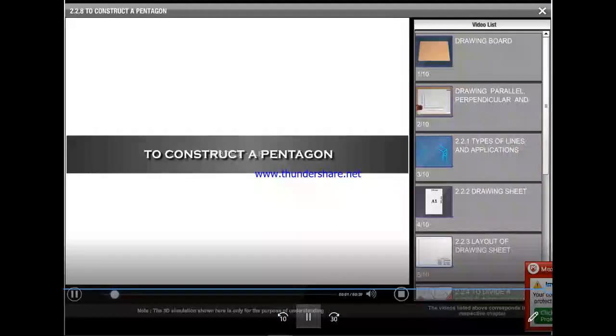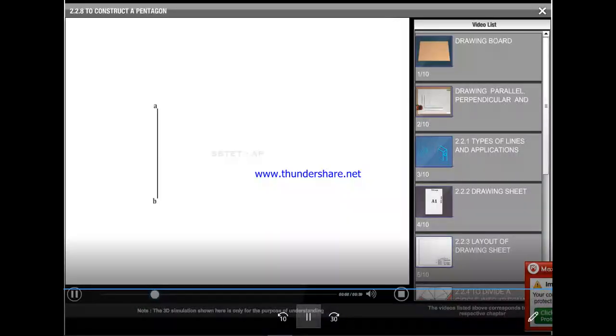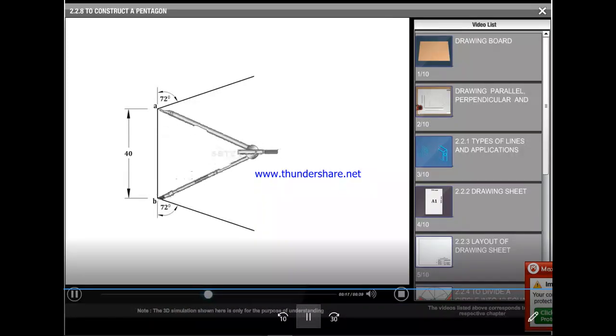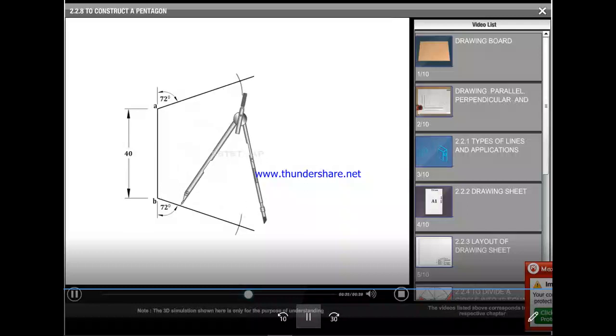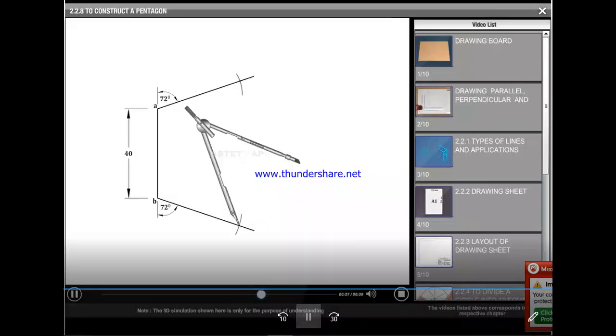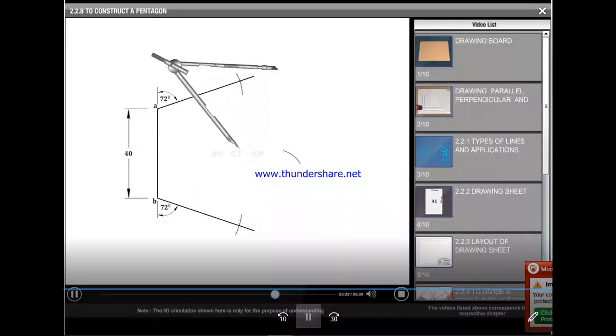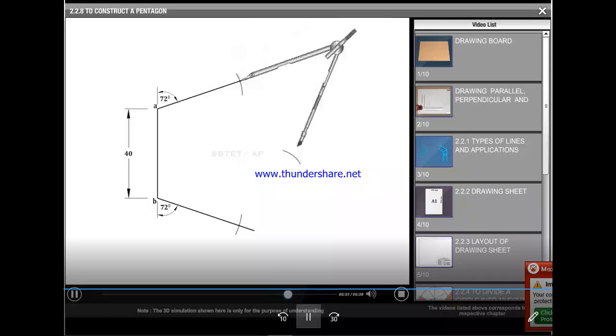In this video, we will see about the construction of a regular pentagon with one side vertical. Now draw one side of the pentagon vertically, and from the two ends of the line, set an angle of 72 degrees externally. Now get the second and third sides of the pentagon. And using compass, get the fifth point. Complete the pentagon.